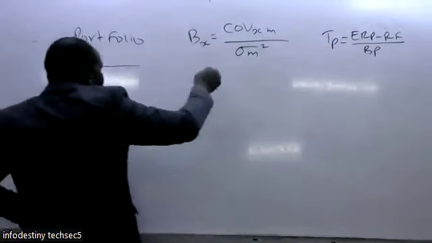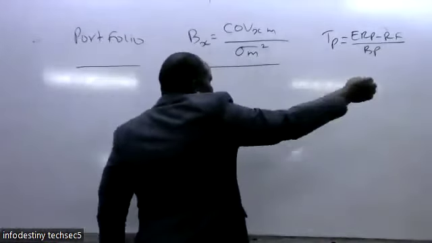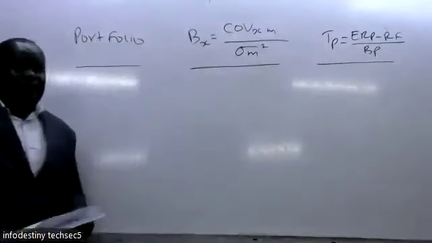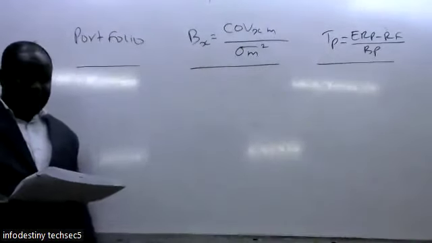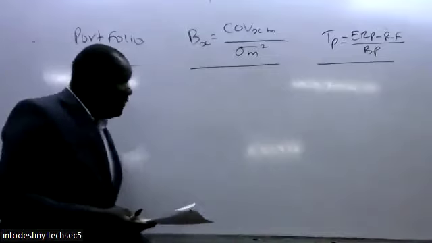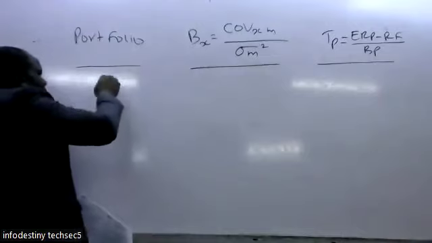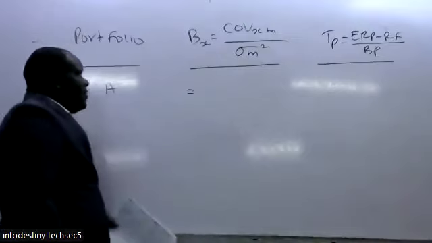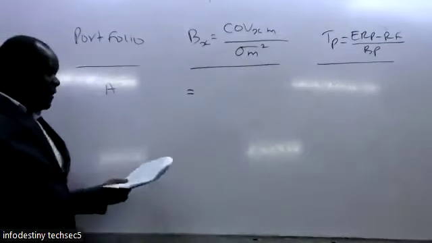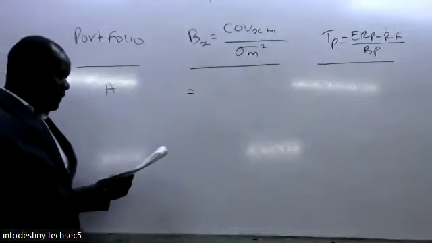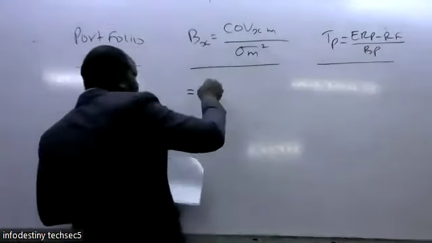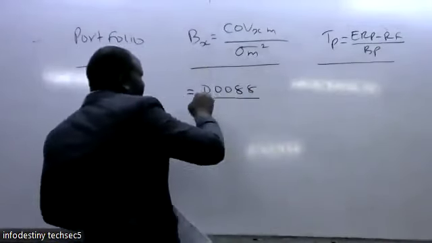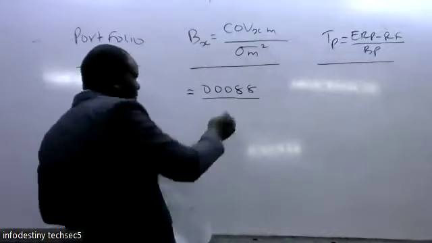So we come up with this arrangement. Now come up with this particular arrangement. So we start off with A. So what are you given as the covariance? 0.0088. There are 2 zeros and 88.